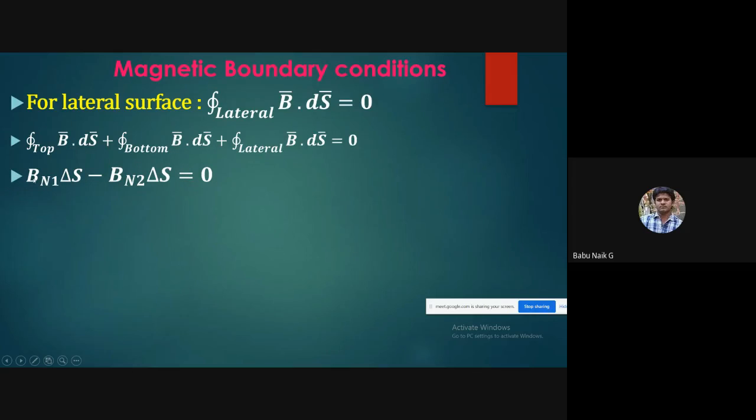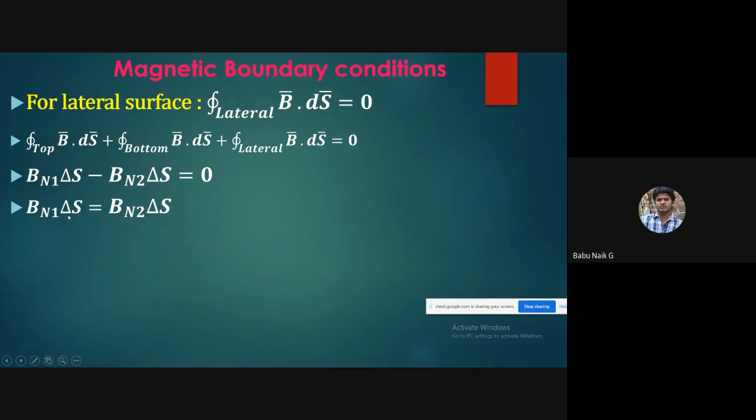So the top we got: Bn1 delta s, which is in medium one, and the bottom is opposite to this, which is minus Bn2 delta s, and then the side will be getting 0 here. So by taking all these three, top, bottom, and side, you can equate this to 0 completely here.